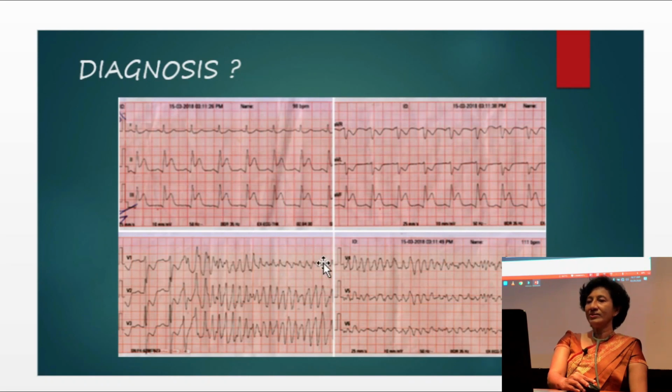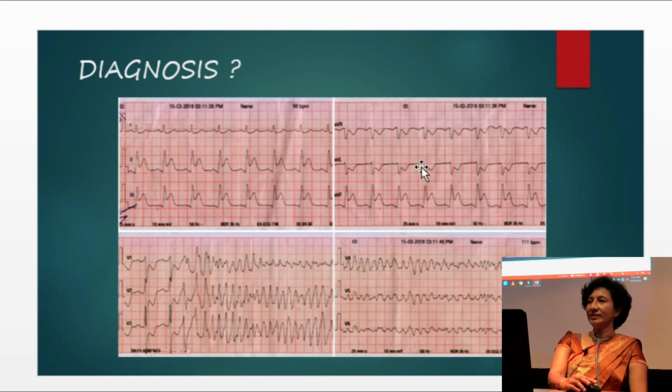Now, what is the diagnosis? What is the time duration? Acute. Which kind of MI? ST elevated. What are the areas involved? Inferior and true posterior myocardial infarction.